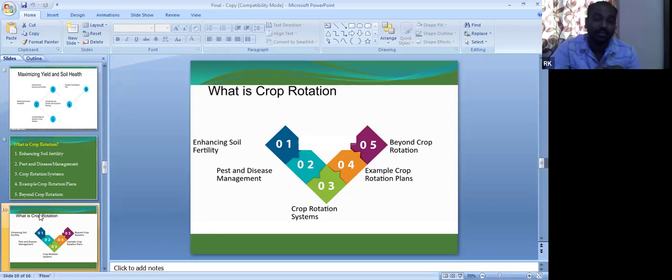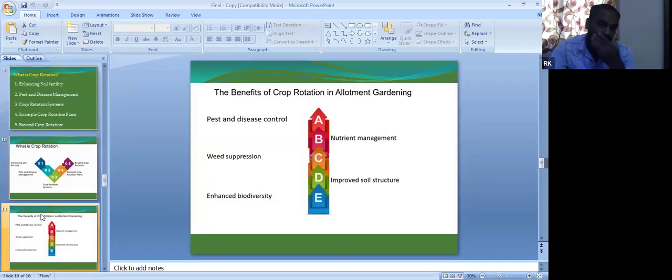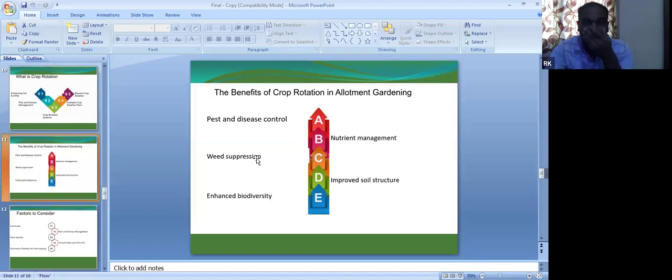We change the crop for next year in the same bed or block. Okay. Now, here are the benefits. We already talked about some of these. What are the benefits of crop rotation, in an allotment or any other farming land? First, pest and disease control, which we already discussed, and weed suppression. This is very important.